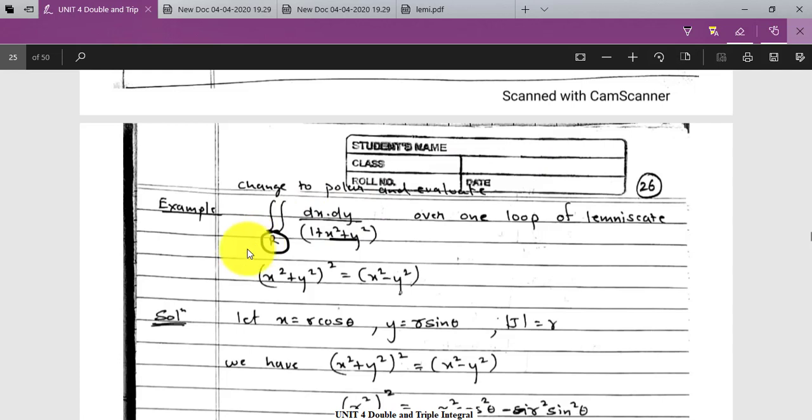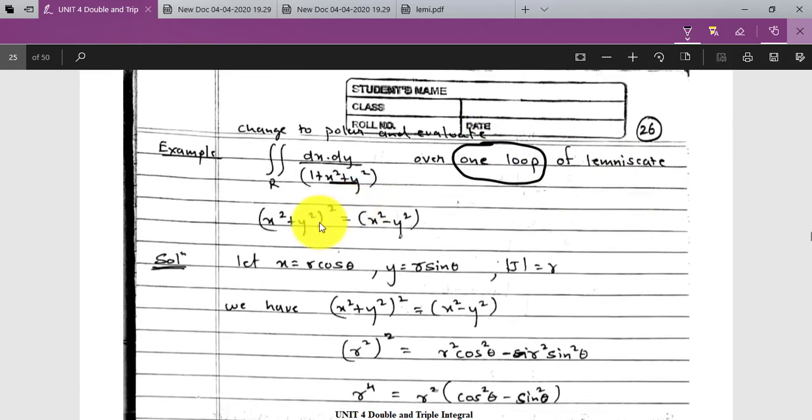Okay, fine. So change to polar and evaluate. This time the double integral is given over the region R, and the region R is given as one loop. So this time they have asked you about only one loop of the lemniscate, that is (x square plus y square) whole squared is equal to x square minus y square.